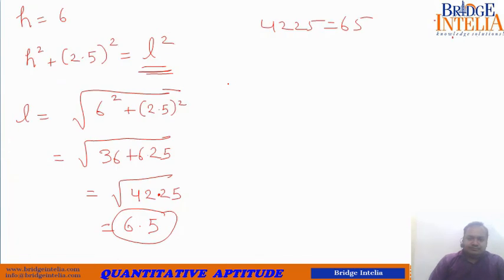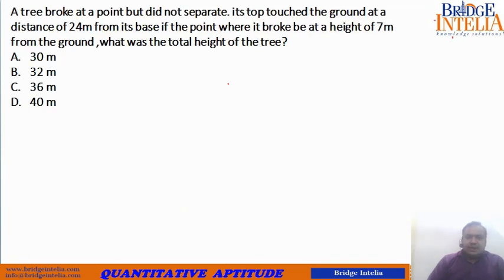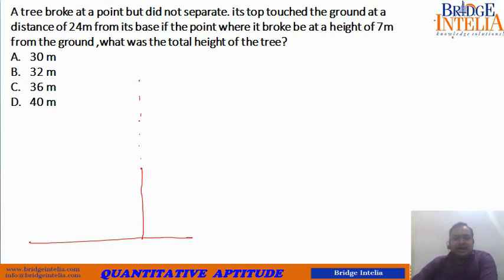Now let's move to the next one. A tree broke at a point but it did not separate. So a tree must be standing vertically before it broke down. It broke down at a point, but the tree did not separate. Its top touched the ground at a distance of 24 meters from its base. Suppose this was the intact tree, so it broke. The upper portion will now fall down on the ground. This is what they are trying to say.